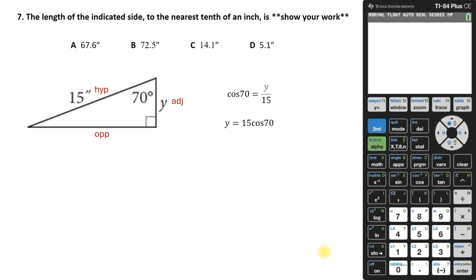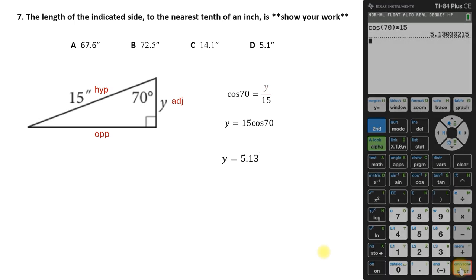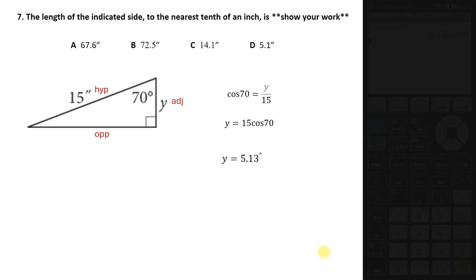Once again, instead of converting our cos 70 into a decimal and then multiplying it by 15, we'll let our calculator do the work for us. So we'll just enter cos 70, close the bracket, multiply it by 15, click enter to give us a value of 5.13, which in this case is letter D.